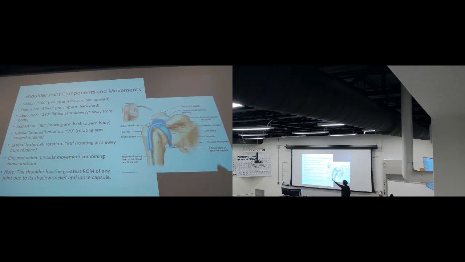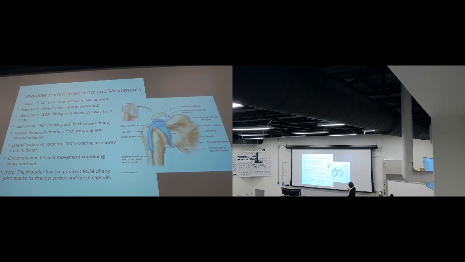You can produce flexion, 180, extension, 50 to 60 degrees, like this, abduction, 180 degrees, like this, adduction, 50 degrees, medial rotation, 70 degrees, this, lateral rotation, 90 degrees, and then all the combined movements will be circumduction.